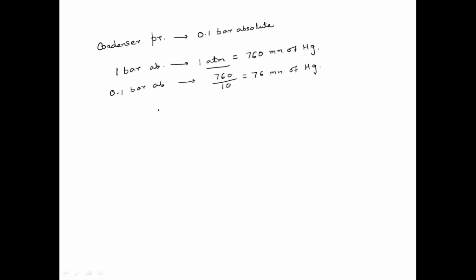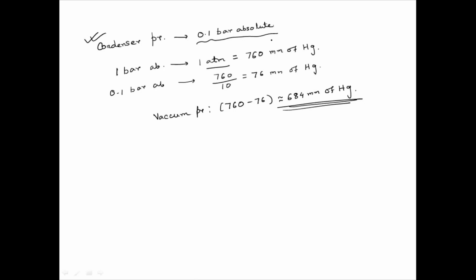If you convert this into vacuum, how much vacuum are we maintaining in the condenser? The vacuum pressure you can write as 760, the reference, minus 76. So it comes to around 684 mm of Hg. So the vacuum is 684 mm of Hg for the condenser. It is just a conversion. We convert the condenser absolute pressure in terms of vacuum. That is the transformation here.